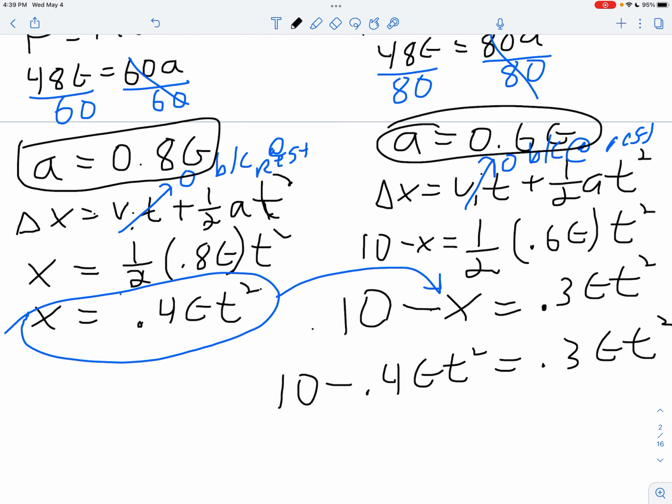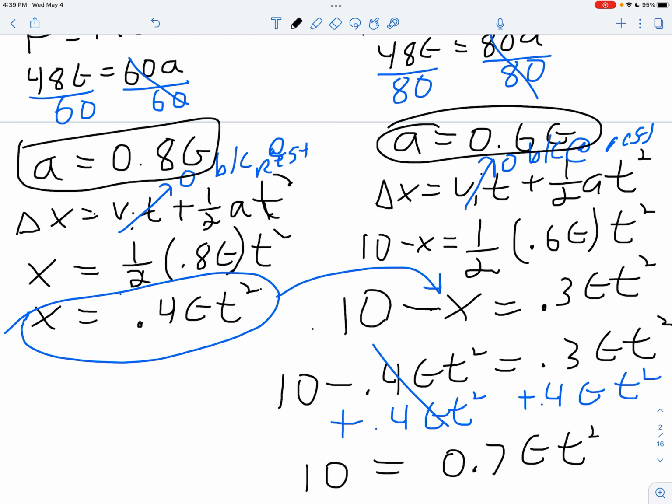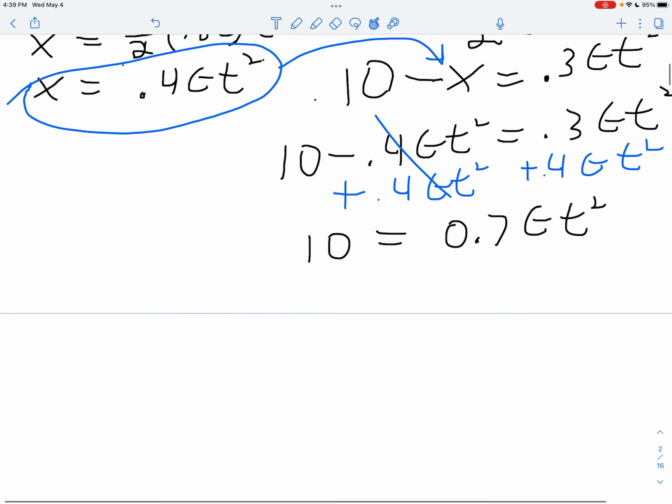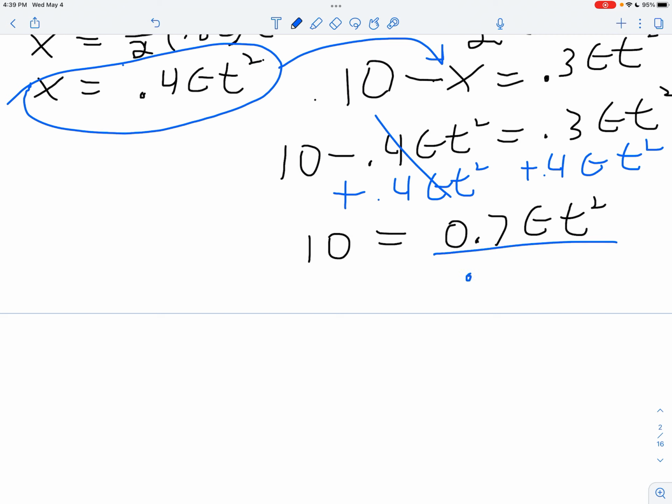I am now going to add 0.4 gt squared to both sides. It's going to cancel that side. I'm going to get 10 equals 0.7 gt squared. Almost there. I want to solve for G. Sorry, I want to solve for T. I know what G is. I want to solve for T. So I'm going to divide by 0.7 G. That way the G's cancel, the 0.7's cancel.